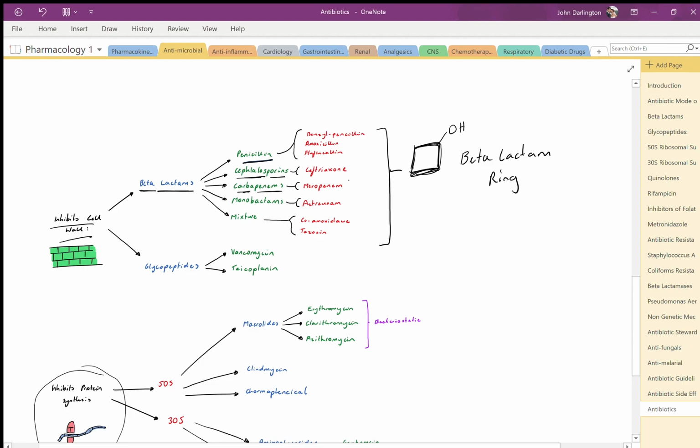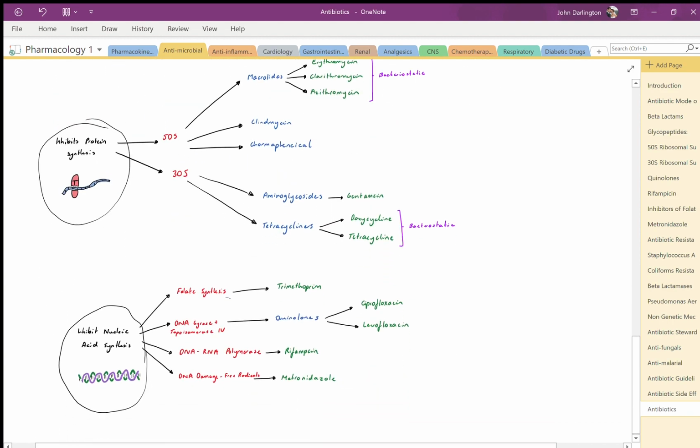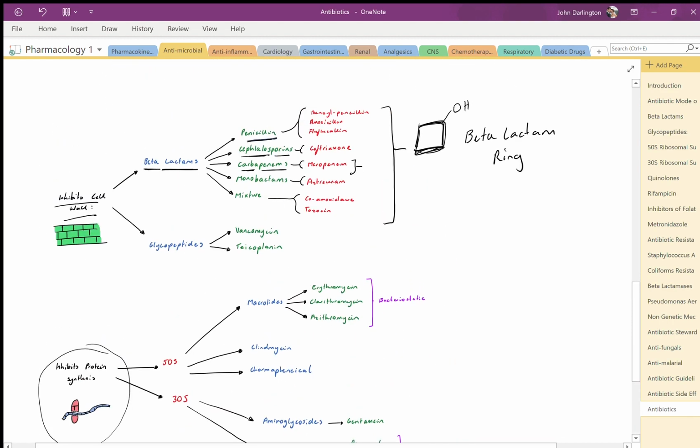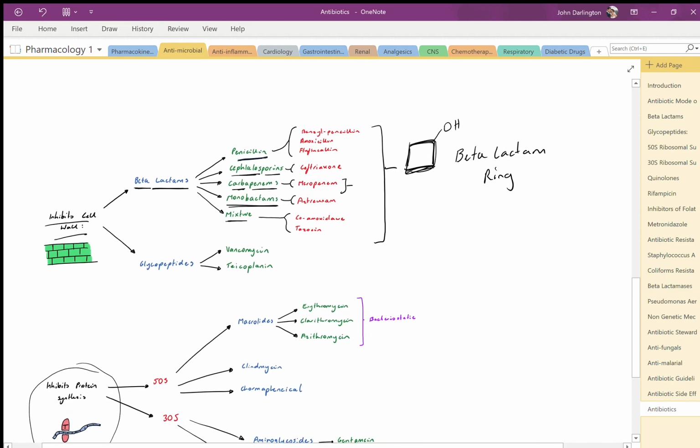So if you see a patient on meropenem, which you wouldn't really be seeing outwith hospital, the person has a very horrible strain of bacteria that is resistant to pretty much everything else, and this is the last thing. Then you have monobactams. They're not particularly used that much, and then you have a mixture, and we'll talk about them. These are quite cool, so I'll mention these.